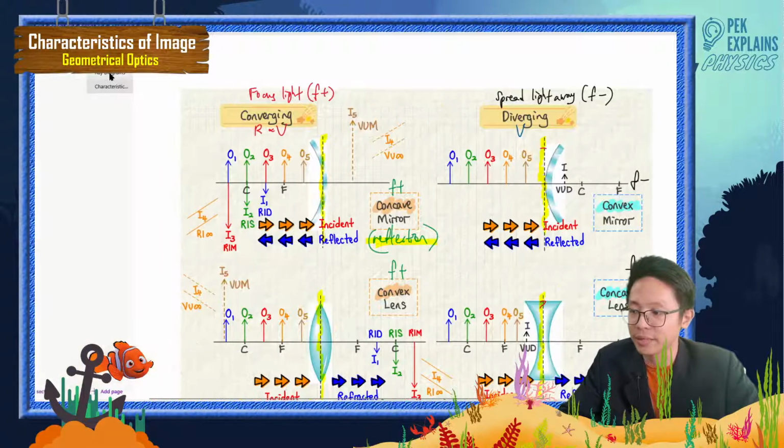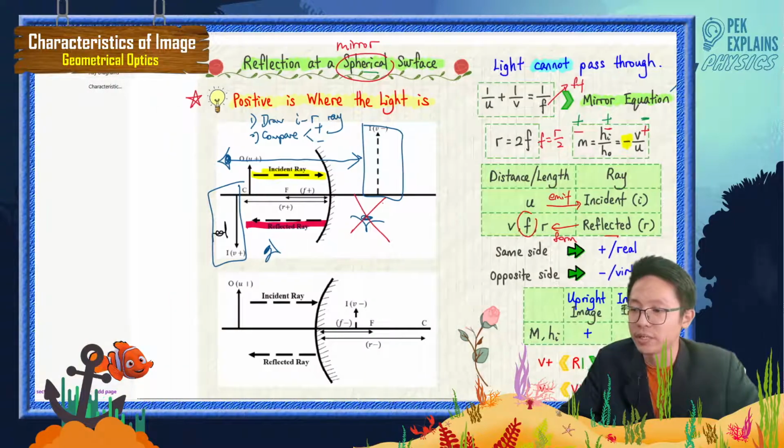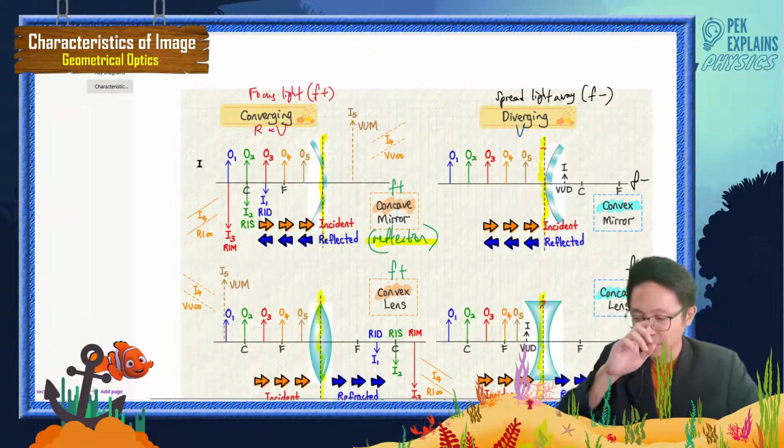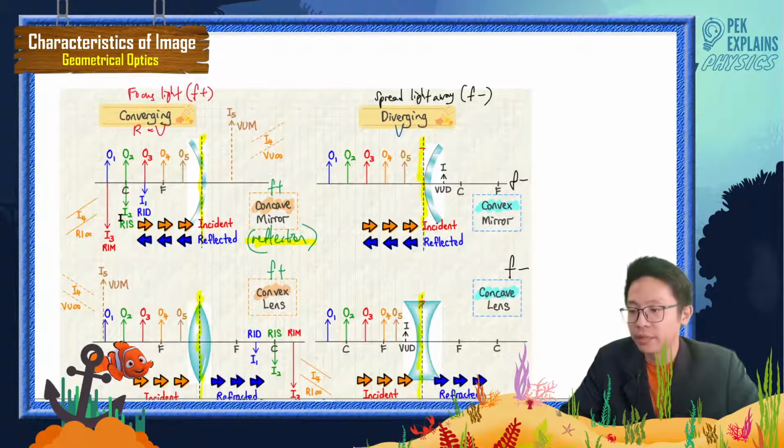Remember the thing you have learned about the sign convention. The image distance needs to be compared with the reflected ray. If same side, it is positive or real image. If opposite side, it is negative or virtual image. Going back to here, the real image should form at the left hand side because the reflected ray is at the left hand side.